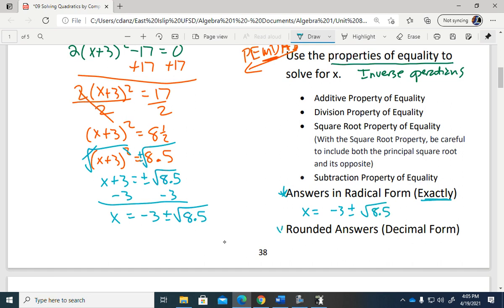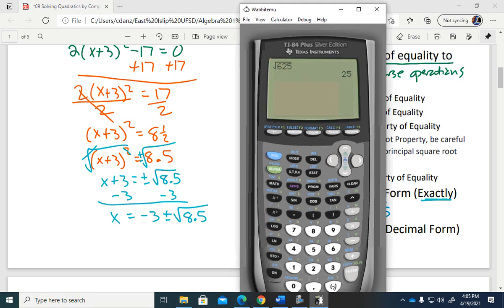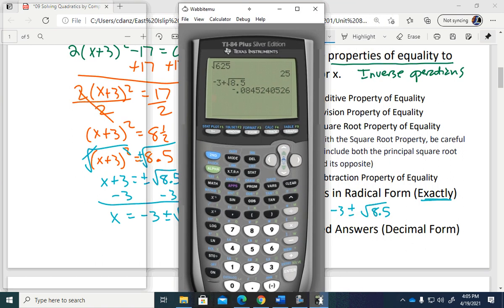Then it says a rounded answer. So now we're going to use our calculator. I want you to type in exactly what our exact answer is into the calculator. So we have negative 3 plus, you can only hit a plus or a minus, you can't hit them both, so I'll do the plus first, plus the square root of 8.5, and I get that. So I'll write that answer down.